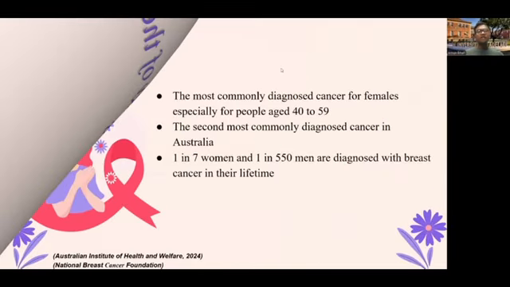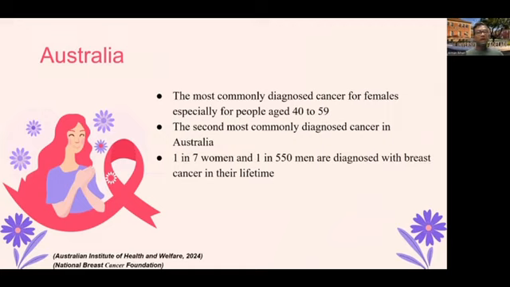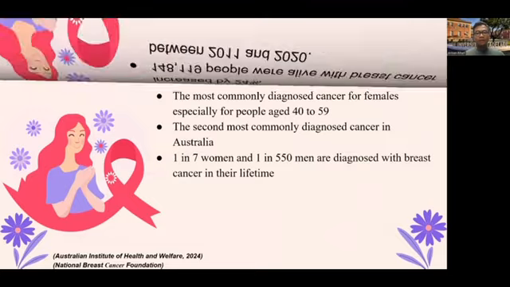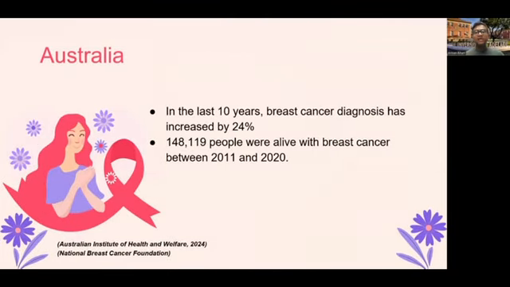My name is Donny. I'm going to talk about the epidemiology of the challenges in breast cancer. In Australia, breast cancer is the most commonly diagnosed cancer for females, especially those aged 40 to 59, and the second most commonly diagnosed cancer overall. 1 in 7 women and 1 in 550 men are diagnosed with breast cancer. In the last 10 years, breast cancer diagnosis has increased by 24%.